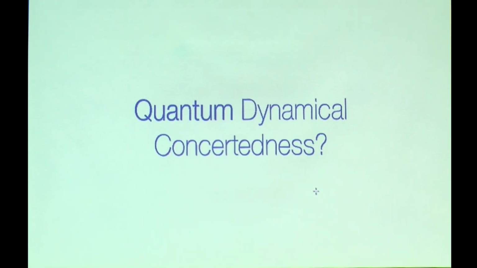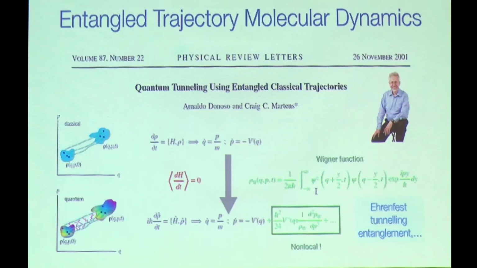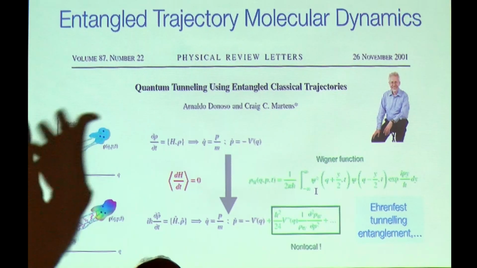So the $1,000,000 question: quantum dynamical concertedness. How are we going to do this? First of all, there is a fundamental problem. In quantum mechanics, the usual way, you would solve the Schrodinger equation, you have a wave function and it's delocalized. And there's no meaning to saying that one bond was formed and the other was broken. That's a very trajectory notion. And so you cannot use wave functions to do that so straightforwardly.